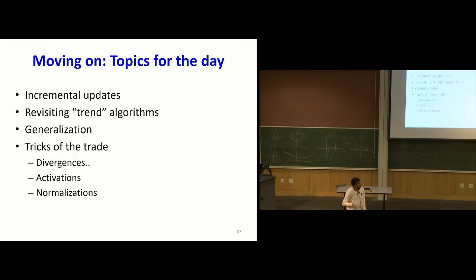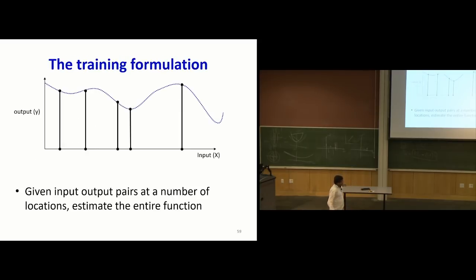So moving on, rest of the topics for the day. We're going to look at incremental updates. We're going to revisit trend algorithms and generalization. And these are topics for the next class, right? So let's go back and look at incremental updates. Now, what happens when I actually try to train my network?